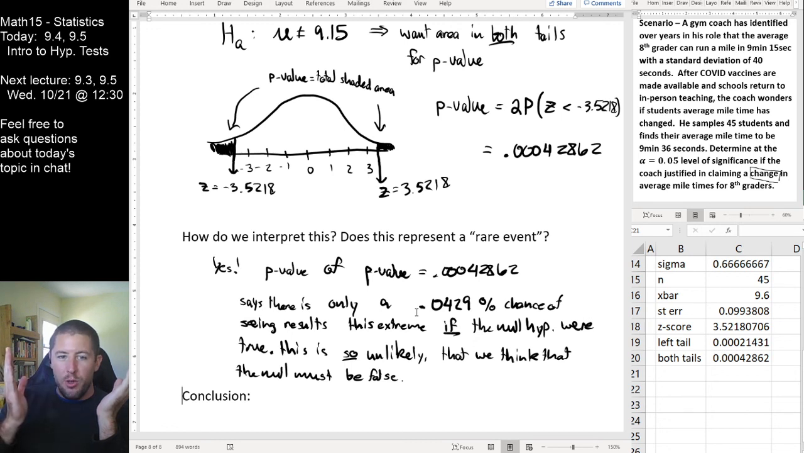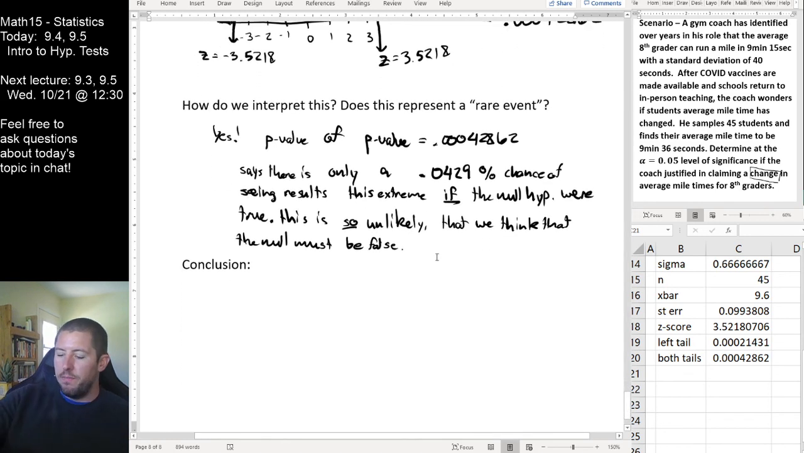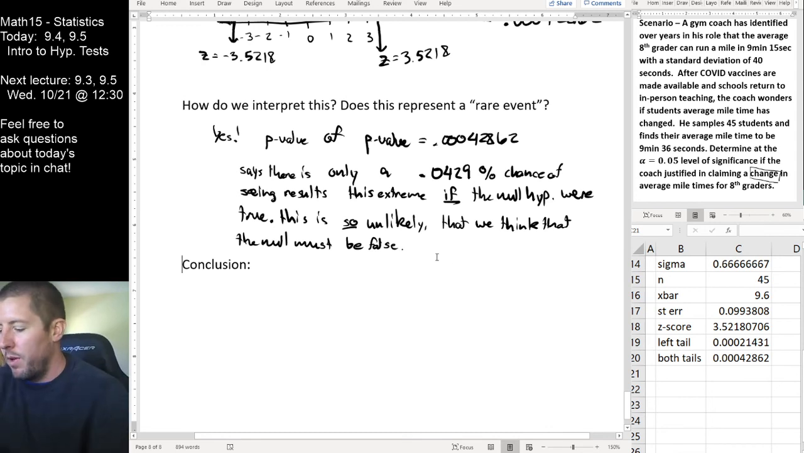Which one of those do you think is more appropriate in this scenario? Do you think that he just happened to get a 4 in 1,000 scenario? Or do you think that the null hypothesis is wrong and that children are actually running their mile times differently than they were before? I think it's wildly unlikely that we would have just drawn that very rare sample out of just that one sample right there. And so instead of continuing to believe the null hypothesis and just thinking we got a weird sample, I'm going to say I don't think that sample should be considered that weird. I think the null hypothesis is just wrong. Notice here our p-value is much less than our alpha value. And so I'm going to type out a conclusion here and we will call it a day.